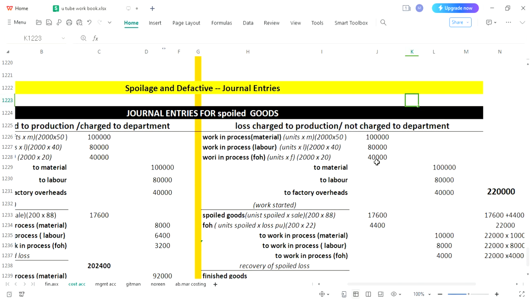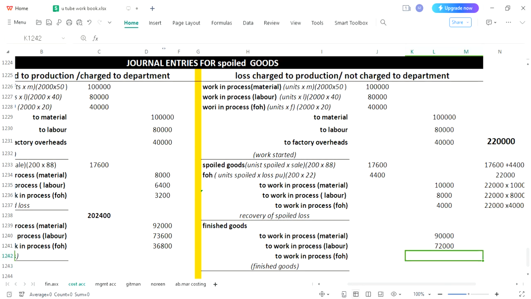Work in process FOH 40,000 is debit. Work in process FOH 4,000 is credit. So the simple manner, what you will do, debit and credit side are opposite signs. You will subtract. So to calculate third amount of work in process FOH in third entry, you will see work in process 40,000 is debited and 4,000 was present on credit side. Opposite side sign would be minus. In this way directly you can calculate amounts.